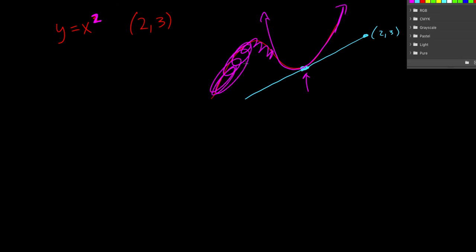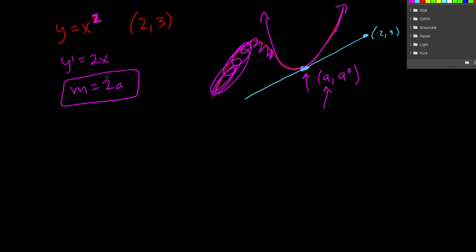All right. Same idea though. Same thing kind of plays a role, but it's going to be a little bit easier. Okay. So we can name this point a comma a squared, because if we plug in some x value, we would just square it to find the y value. Okay. And so if we take the derivative of this, our y prime is equal to 2x. And if we plug in that a value, we know that our slope is 2a. Okay, so we know the slope of our line.